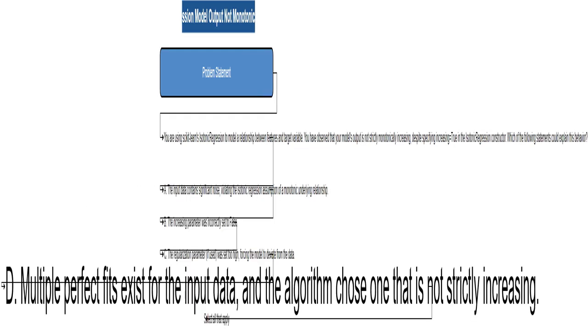Sometimes, multiple perfect fits exist for my data. Isotonic regression might pick one that isn't perfectly monotonic. It's not guaranteed to find a strictly increasing solution if several perfect solutions are present. If I use a regularization parameter and set it too high, the model prioritizes smoothness over closely fitting the data. This might cause tiny deviations from perfect monotonicity to achieve better overall model smoothness.